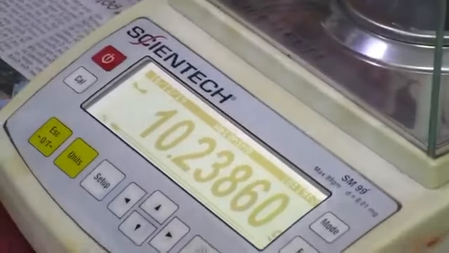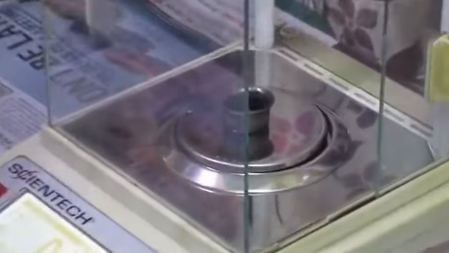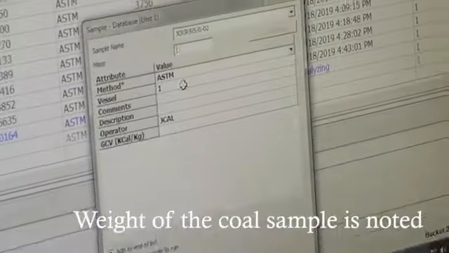First, the empty crucible is weighed and tared. Approximately 1 gram of coal sample is taken for analysis of gross calorific value. The weight of the coal sample is input into the software that controls the auto bomb calorimeter.